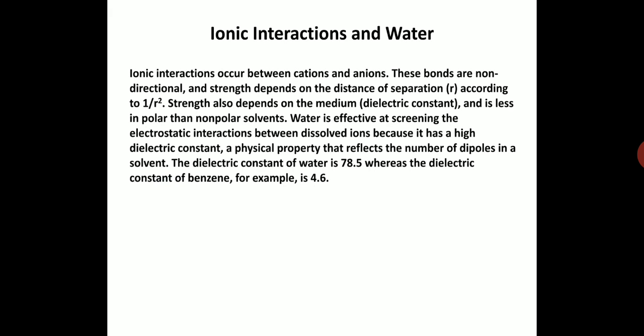Now we'll see the ionic interactions of water. Ionic interactions occur between cations and anions. These bonds are non-directional and strength depends on the distance of separation, represented by small r, according to 1 by r square. The strength also depends on the medium, that is the dielectric constant of the medium, and it is less in polar than non-polar solvents.